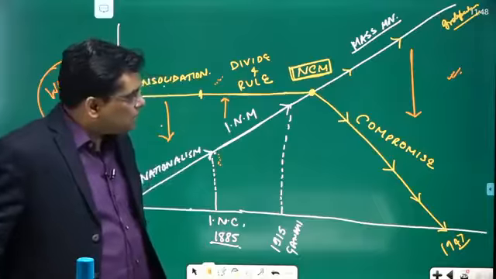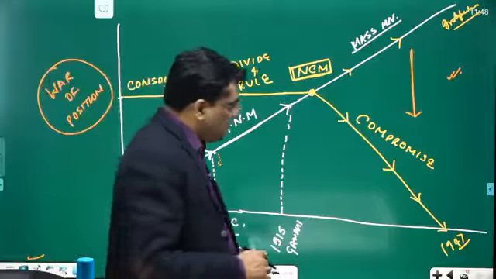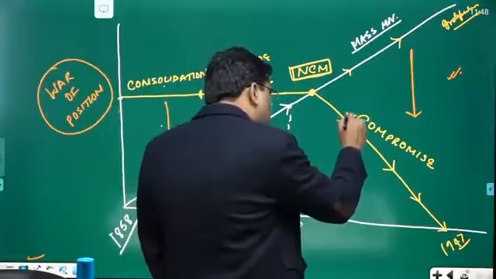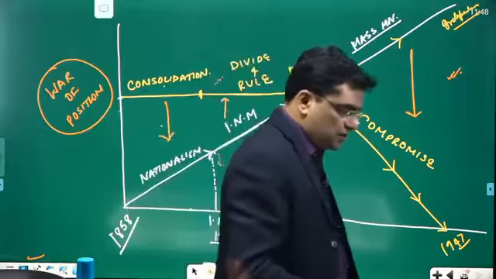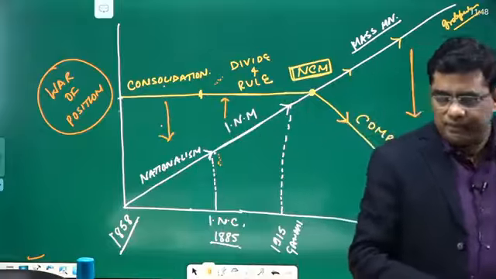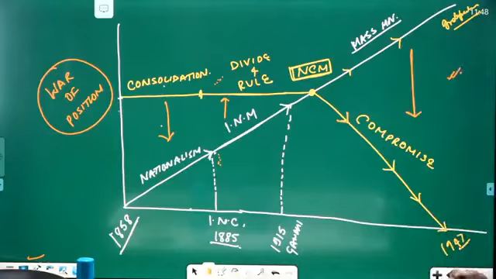So, this is the way that we will progress our national movement. In 1947, when the colonial power started compromising, it forced the British to exit from India.